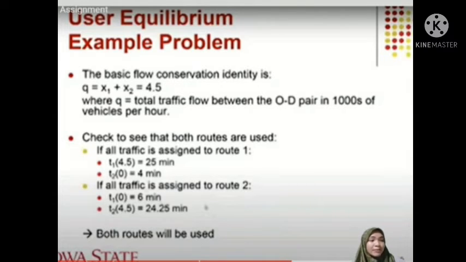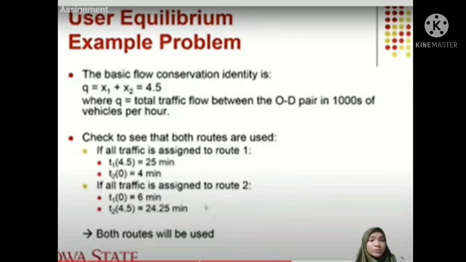So, kailangan nating malaman na ang dalawang ruta ay nagagamit because some strange solution will include negative volume. For example, if we assume that all the traffic is in route 1, we find 25 minutes travel time. So, ang mangyayari, ang mga tao ay magsi-switch sa route 2 dahil mayroon lamang itong travel time na 4 minutes.